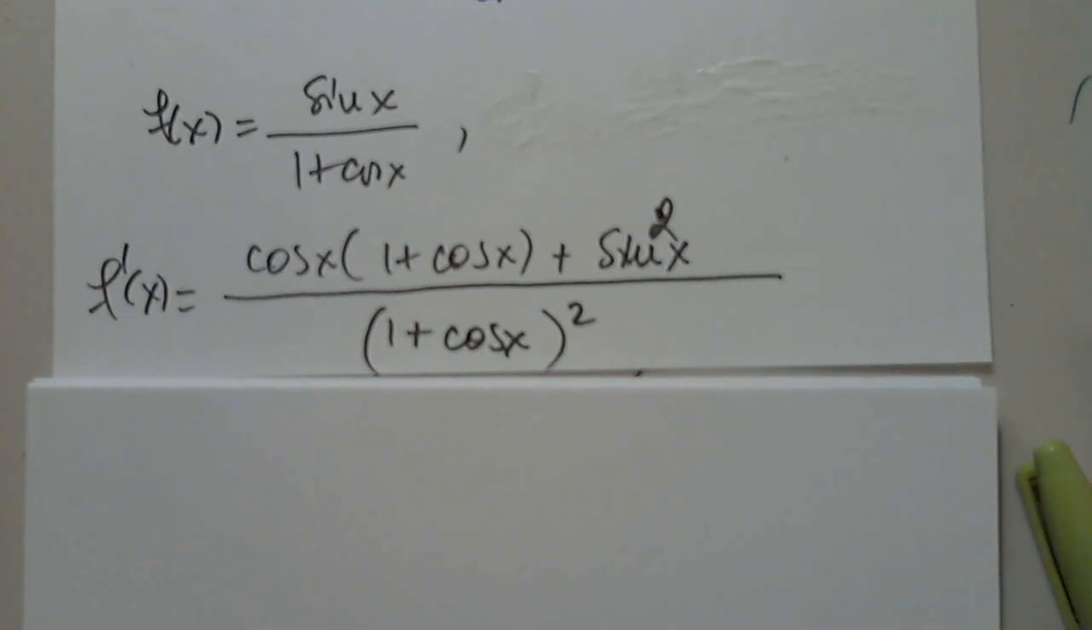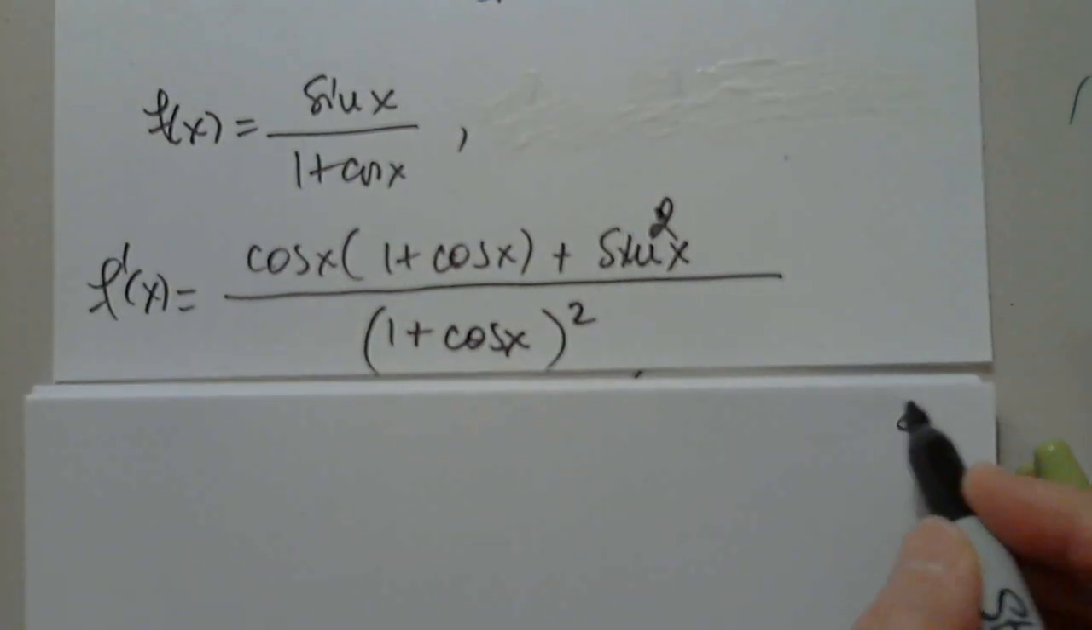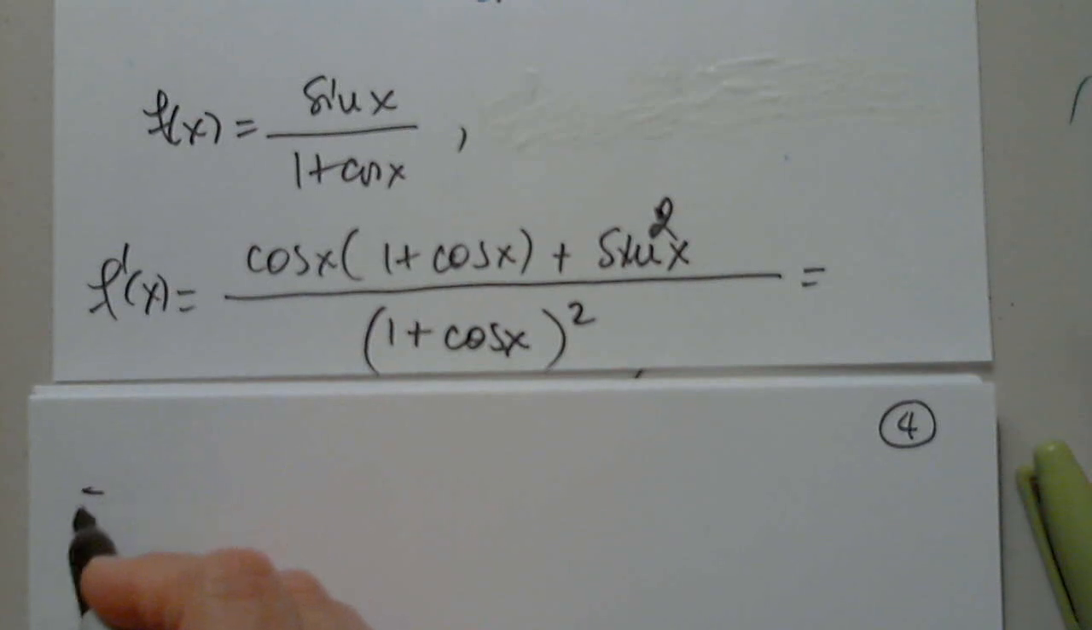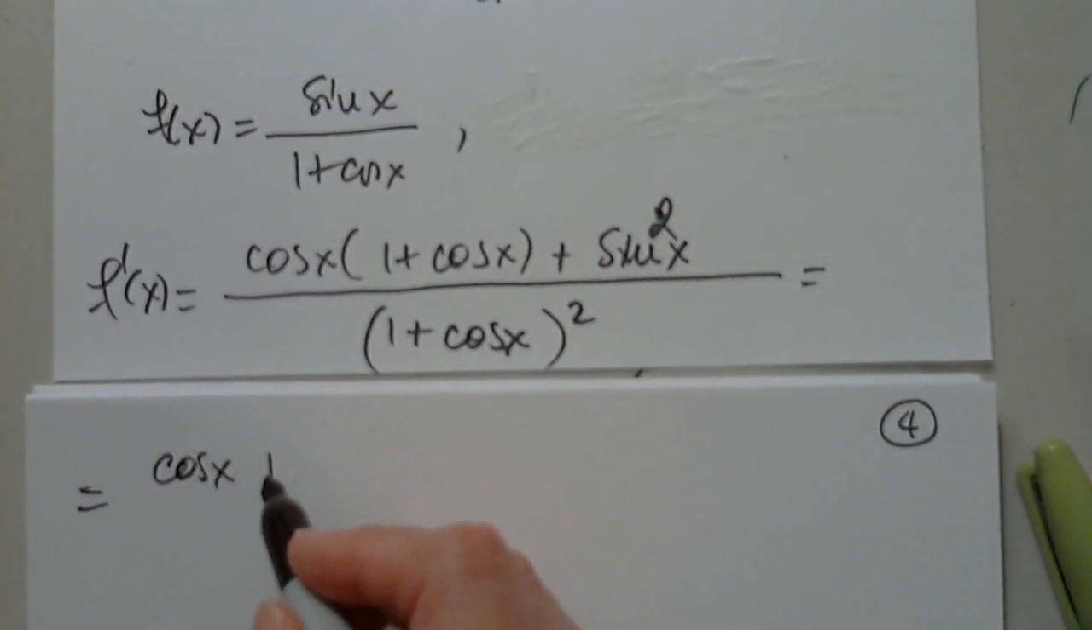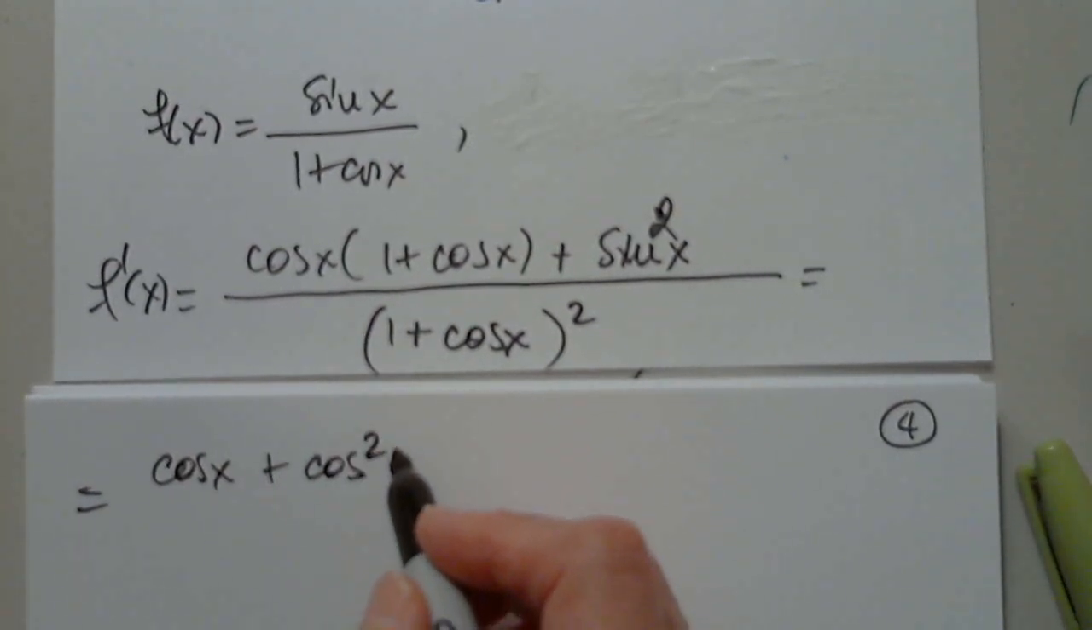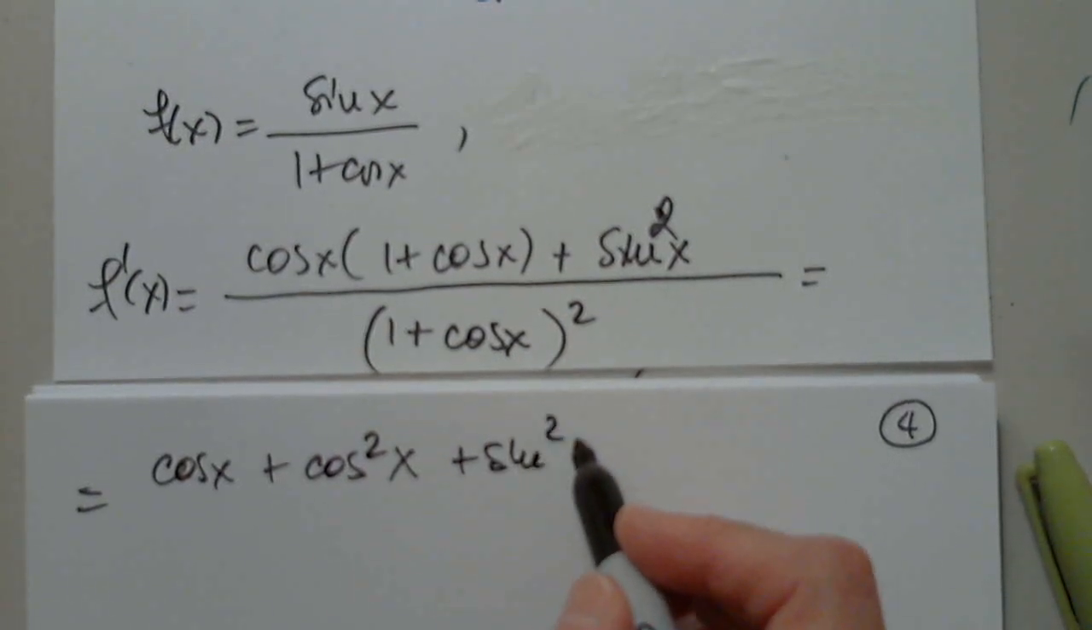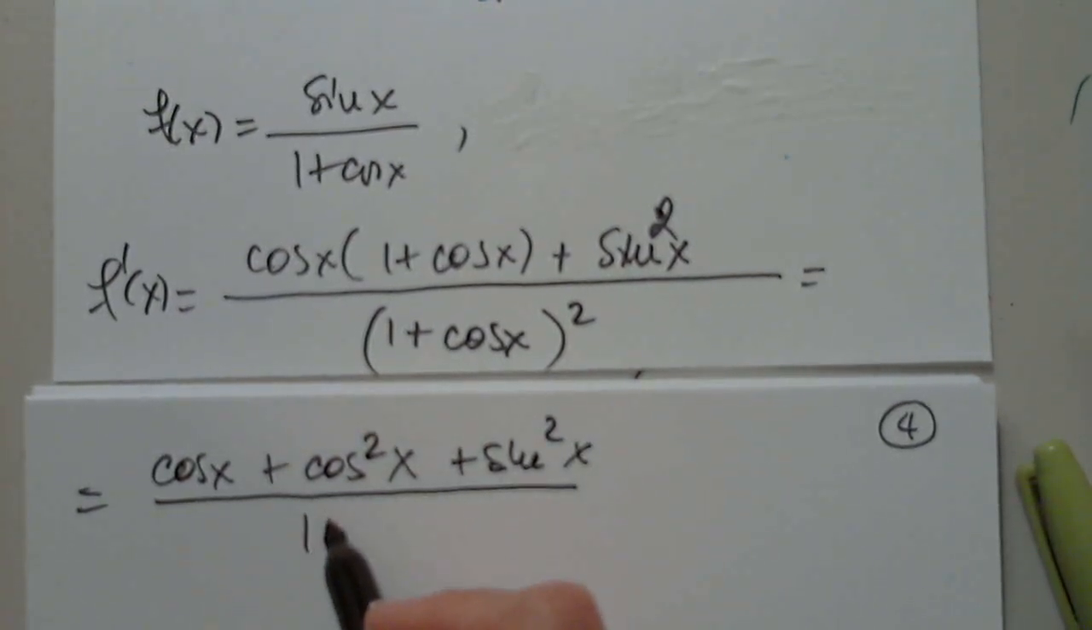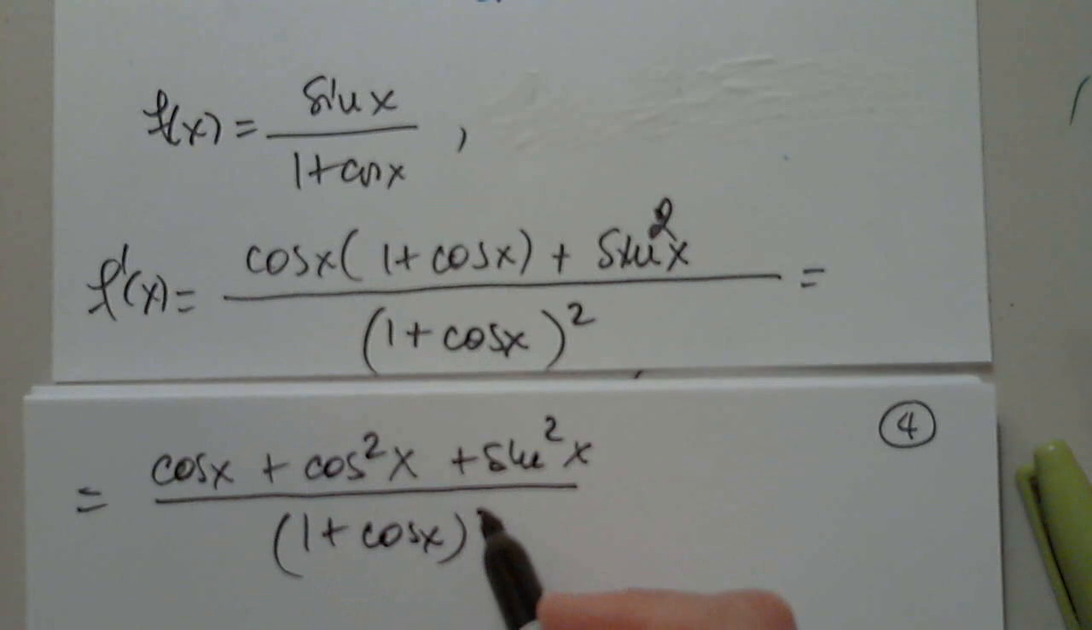Something is always crooked here. I'm not sure why. Anyway, so we have cosine x plus cosine squared x plus sine squared x over 1 plus cosine x, everything squared.